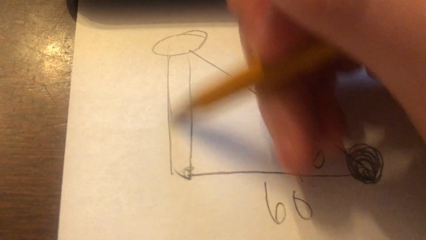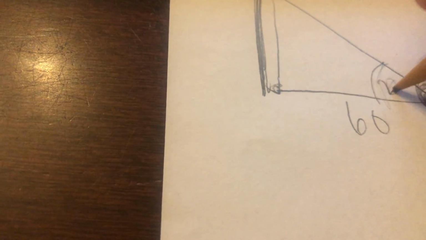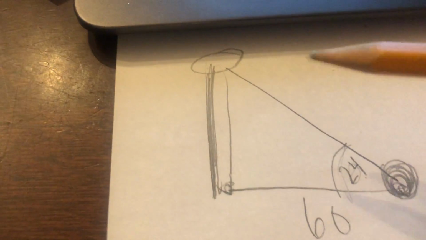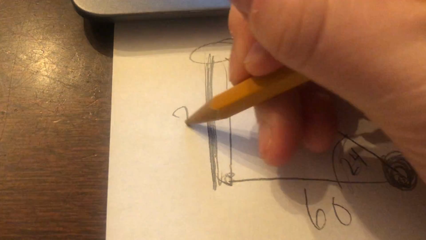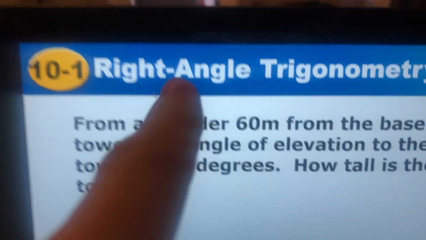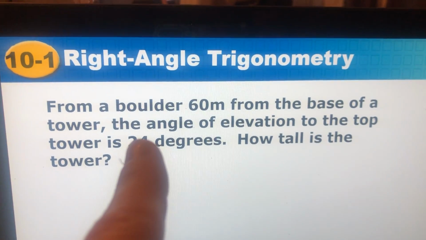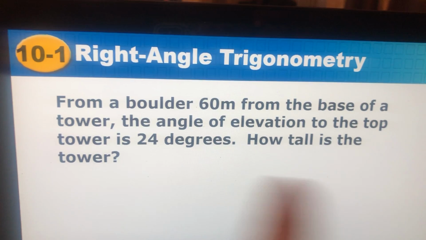So they want to know, oh, I'm sorry. This says 24 degrees. I don't know why I'm putting theta. 24 degrees it says, okay? How tall is the tower? So they want to know this leg here, right? So the boulder is 60 meters from the base of the tower. The angle of elevation to the top of the tower is 24 degrees. How tall is the tower? All right, so that's what your triangle should look like.